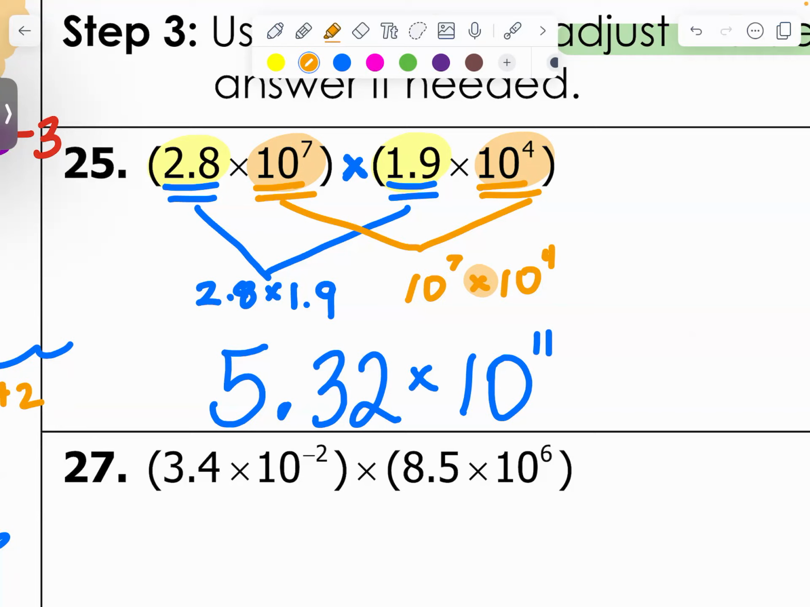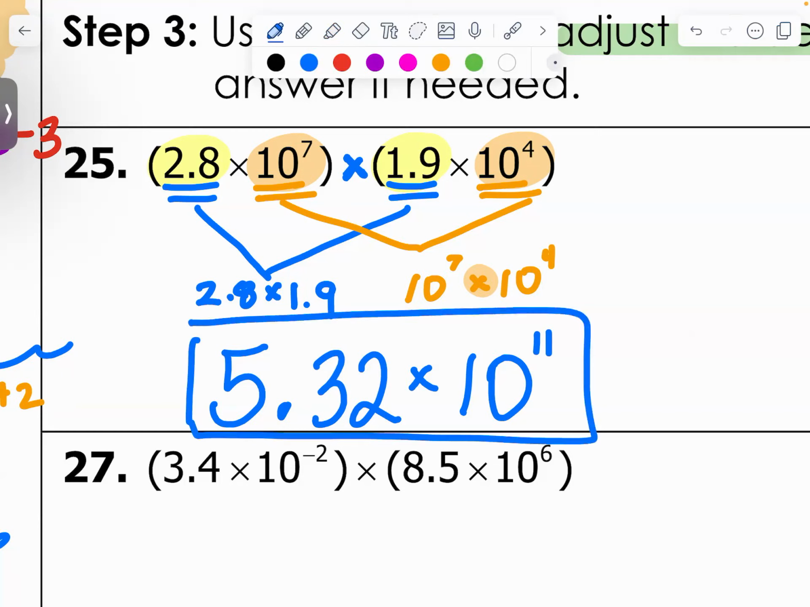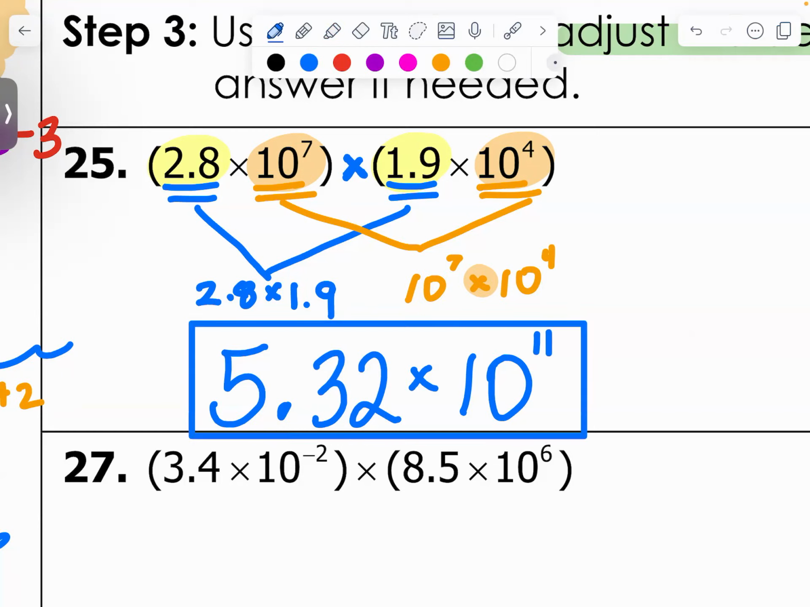Why not? Do we have one number, 1 through 9, in front of the decimal? Yeah, then we're good. There's our answer. That's it. Okay.